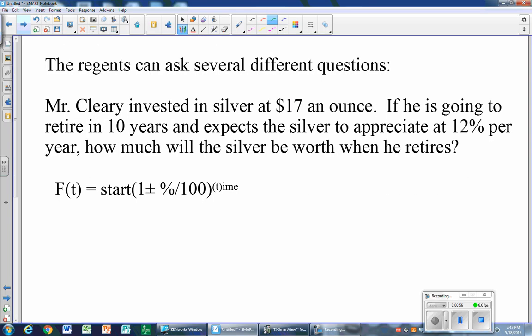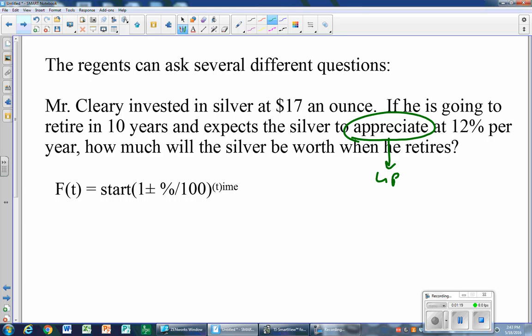Let's jump into a question. The Regents can ask several different questions. Number one, Mr. Cleary invested in silver at $17 an ounce. If he's going to retire in 10 years and expects the silver to appreciate at 12% per year, how much will the silver be worth when he retires? We have to understand the English language, that appreciate means goes up.